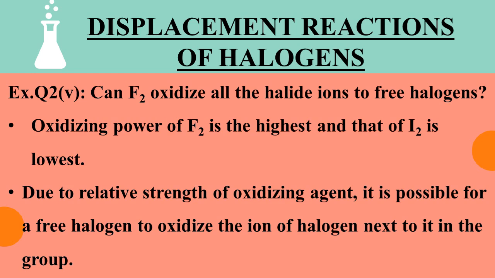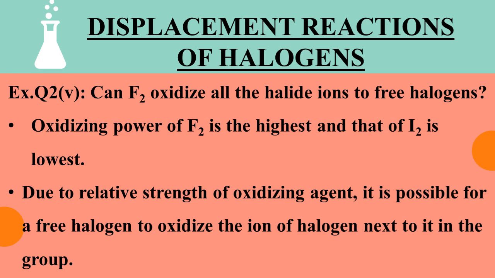This is also the answer of exercise question number 2 part 5, in which we have to tell whether fluorine can oxidize all the halide ions to free halogens. The answer is yes. Fluorine can oxidize all halide ions to free halogens because its oxidizing power is the highest in the group, while iodine cannot oxidize any of the halide ions because its oxidizing power is lowest in the group.